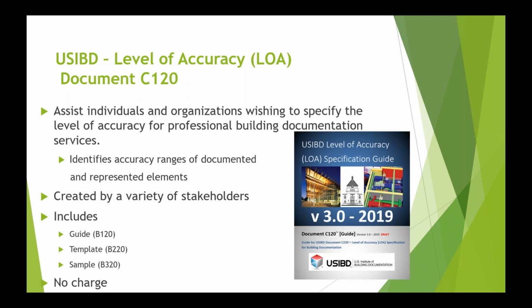So this is actually three different documents. We've got B120, which is a guide, B220, which is a template, and B320, which is a sample document. This is to assist the individuals and organizations wishing to specify levels of accuracy in building documentation. And we have different ranges there.